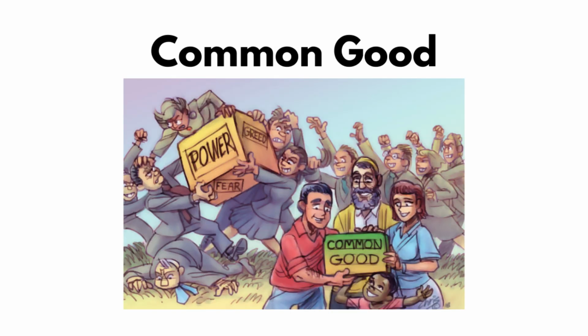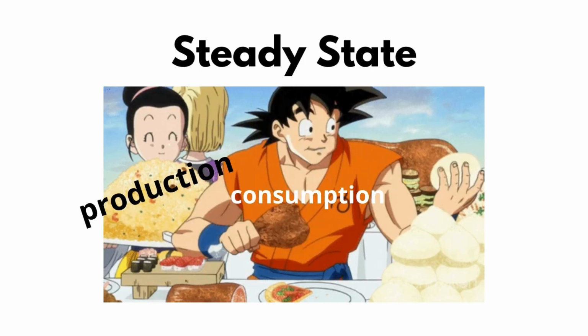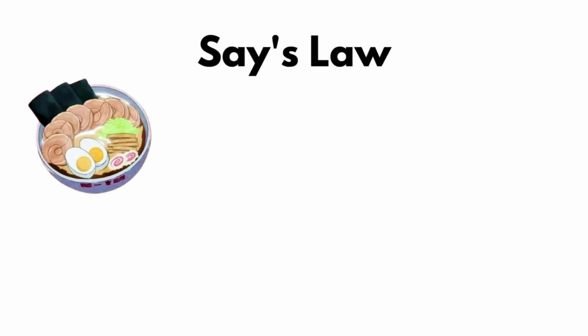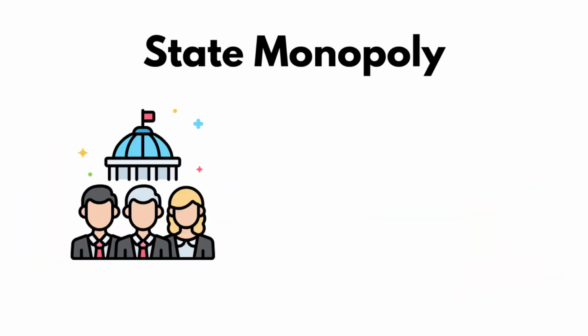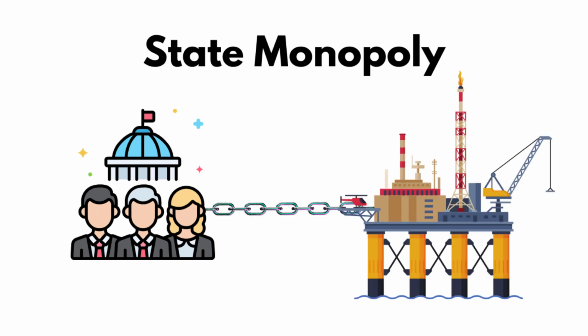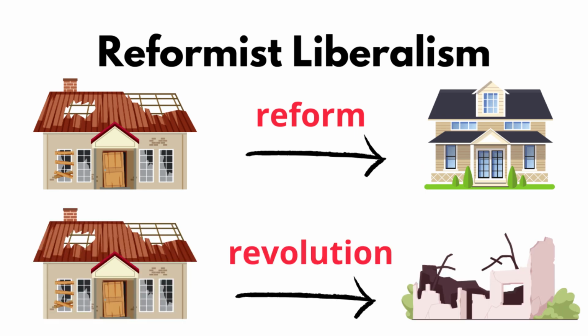Common good, the benefit shared by all members of a society in contrast to individual interests. Steady state, an economic condition in which production and consumption remain relatively constant over time. Say's law, the idea that supply creates its own demand, suggesting that production automatically generates enough income to purchase goods. State monopoly, an arrangement in which the government holds exclusive control over the production or distribution of a particular good or service. Reformist liberalism, an approach that seeks gradual reforms within the existing system rather than revolutionary changes.